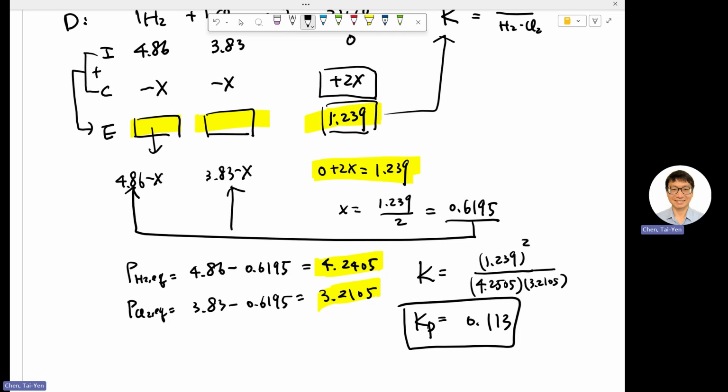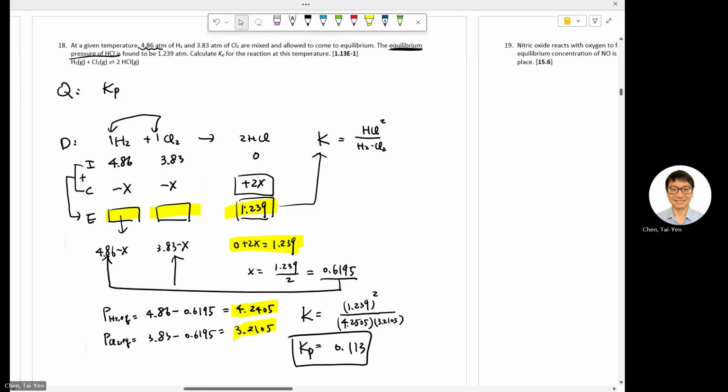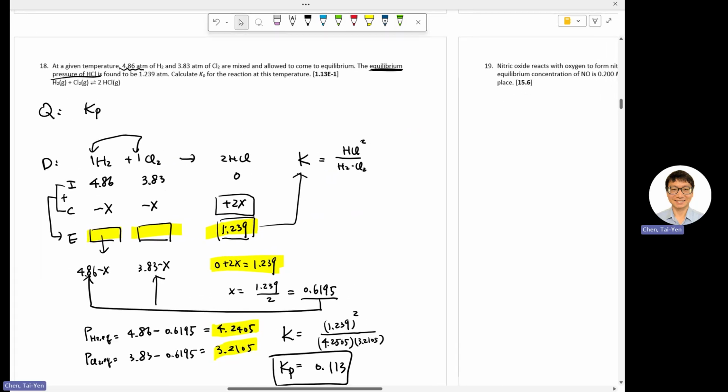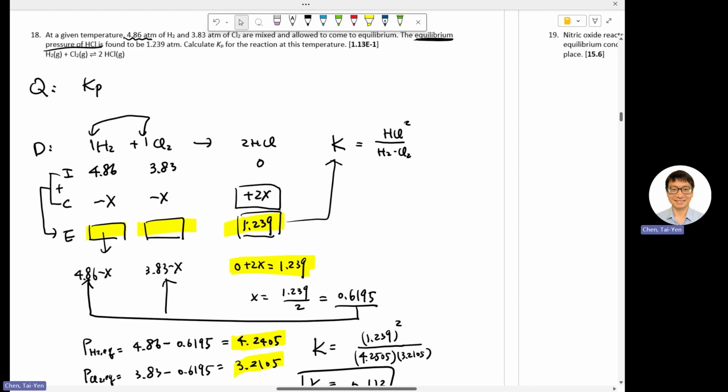A little bit louder, I cannot hear you. No, because the thing you use is always the pressure, right? This is Kp, right? So it already gives you the information about the pressure. It doesn't just give you the weight of the substance. It gives you the pressure already, which is what you need to use to calculate the K.